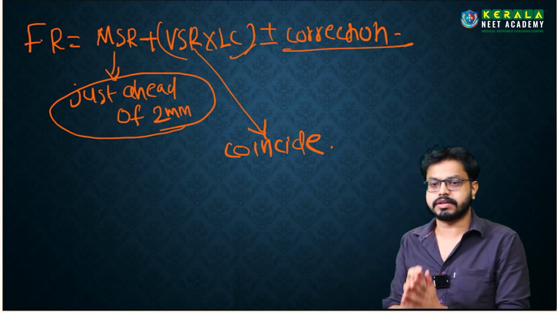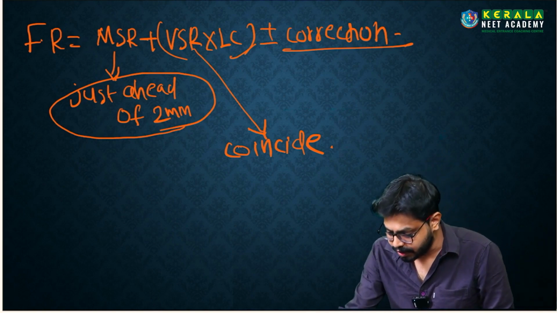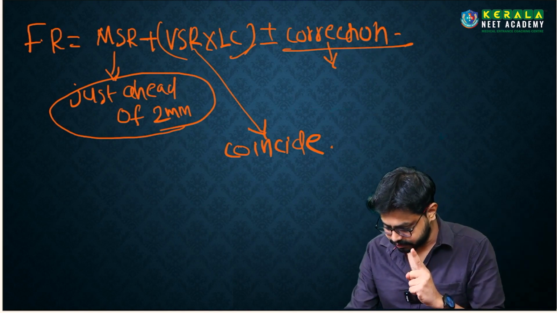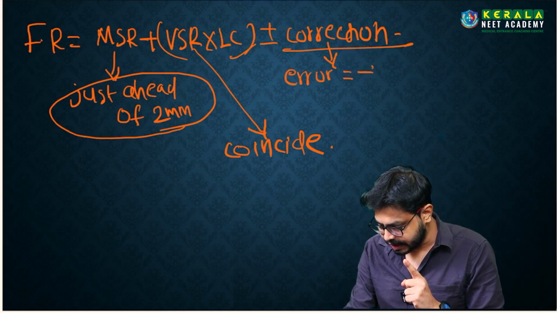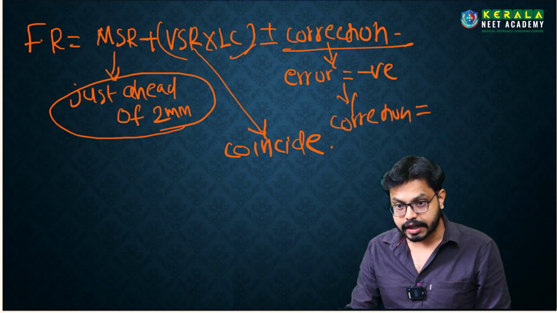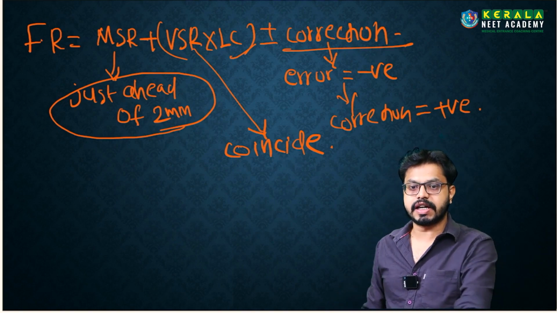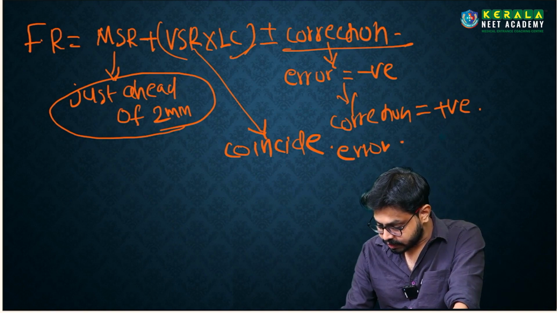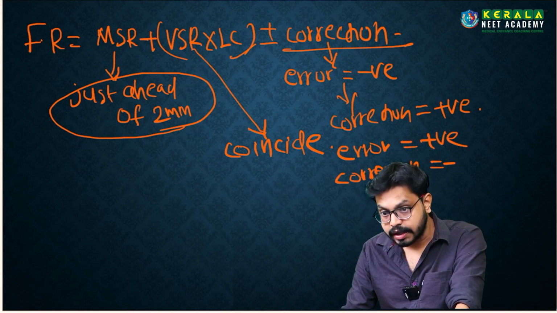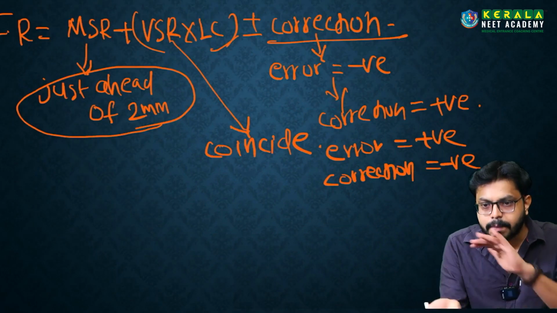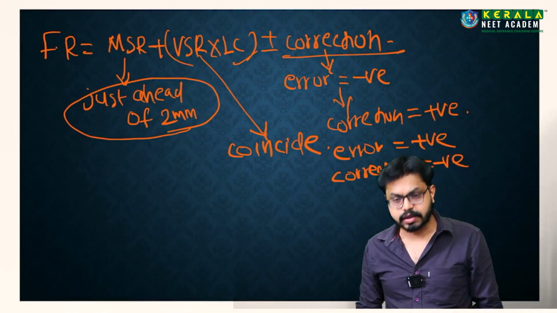Plus or minus correction. I have a point in correction. You have to understand one point. If the error is negative, what is the correction? Correction should be positive. If the error is negative, correction is positive. If error is positive, correction should be negative. Error is opposite to the correction. That's the meaning. Okay? Clear?